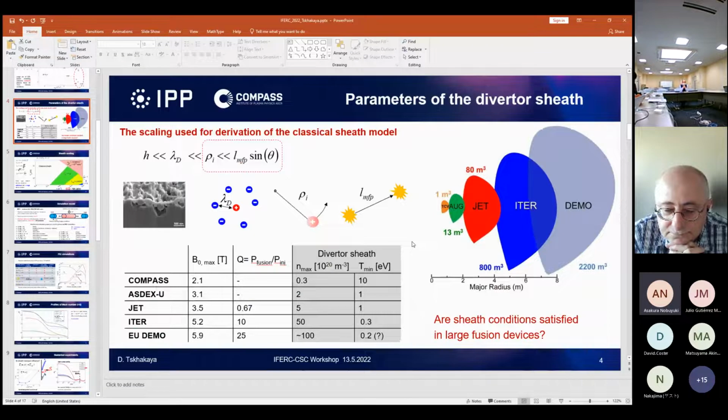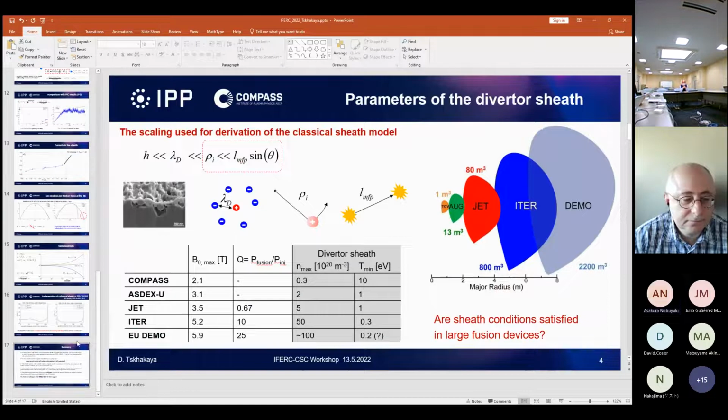Maybe in our work, we can modify the sheath transmission factor or any other parameters. So do you have any suggestion to include your prediction in the heat load estimation by fluid code?